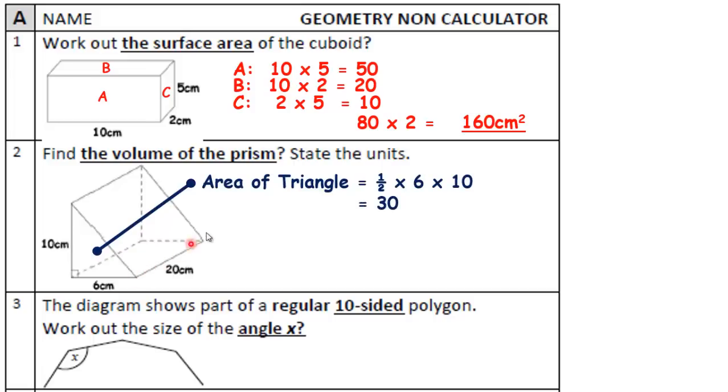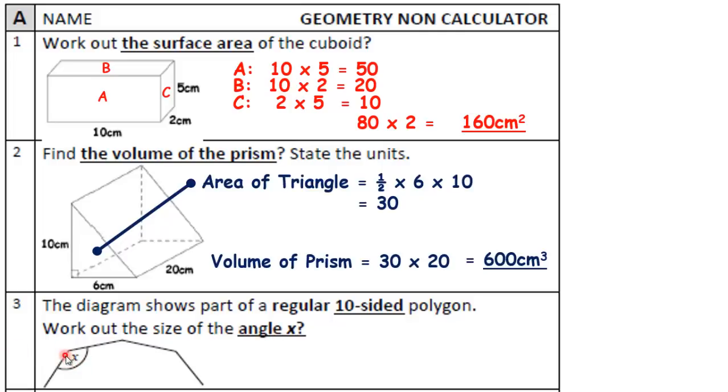I need to times it by how far back it goes. 30 times 20. 3 times 2 is 6. Add 2 zeros on. 600 centimeters cubed is my answer here. Question 3. The diagram shows part of a 10-sided polygon. There are 10 sides to this polygon. Work out the size of the angle x.